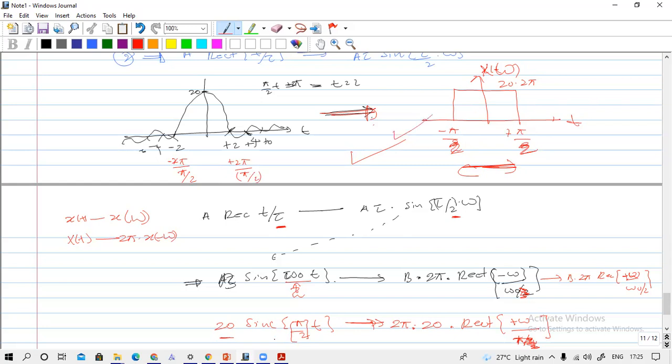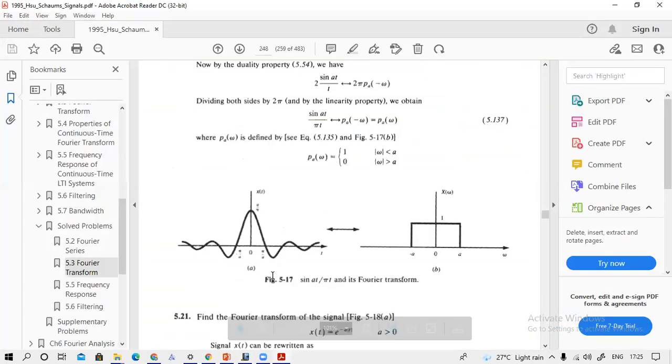Can you understand how I verify it? I am just comparing this. You can see that here we have a Sinc pulse.